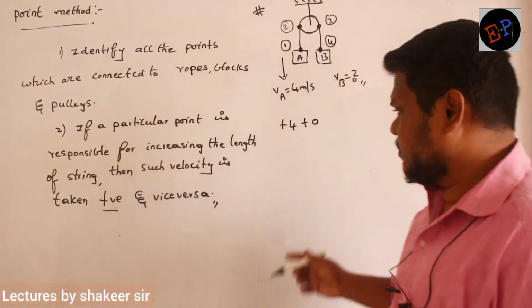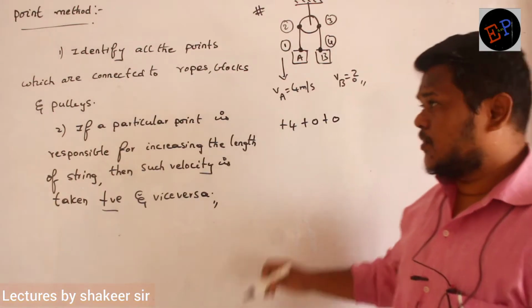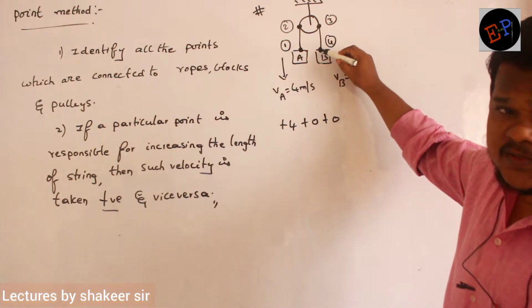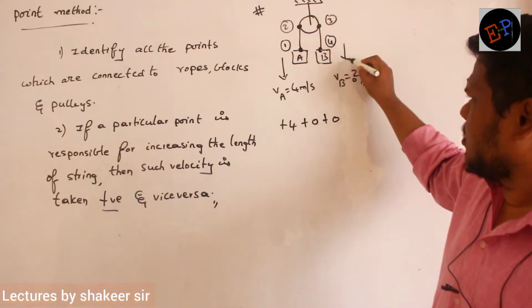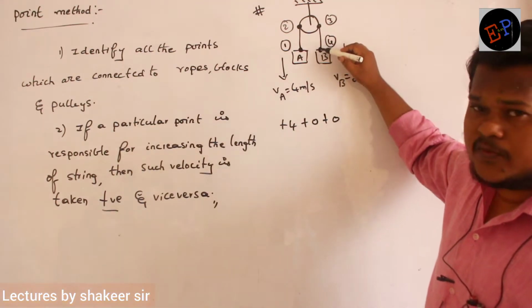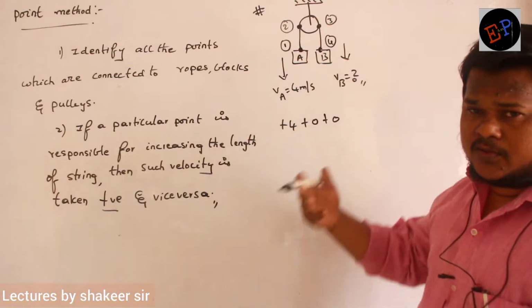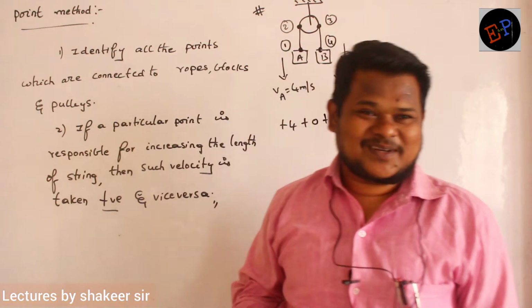So again its velocity will be 0. Now what about the velocity of block B? What about this point? I don't know. So let us do one thing. Let us assume point B is moving downwards. Let us assume this point is moving downwards. I don't know whether it is moving upwards or not. I am not using my common sense here. Are you able to understand?